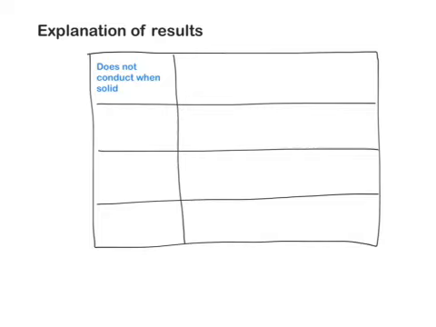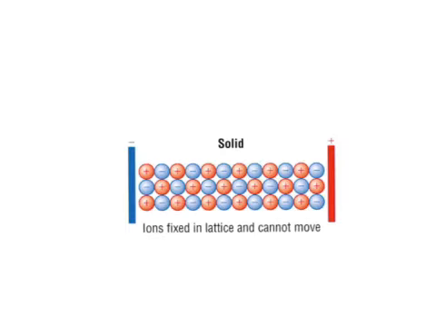To answer why ionic substances do not conduct when solid, we need to have a look at the structure of the solid more closely. When in a solid, the ions for sodium chloride are fixed in the lattice and they can't move around.